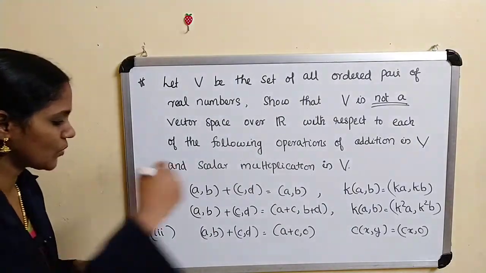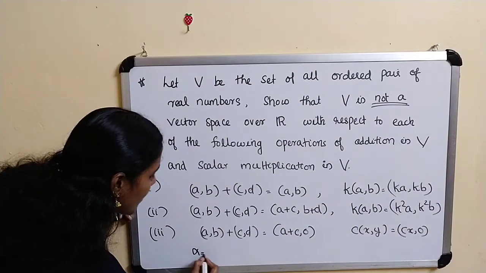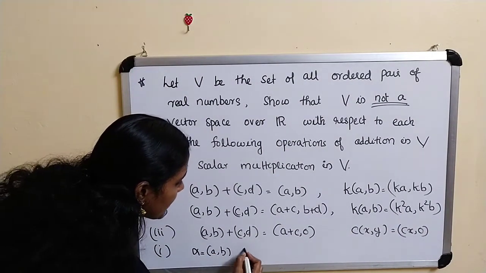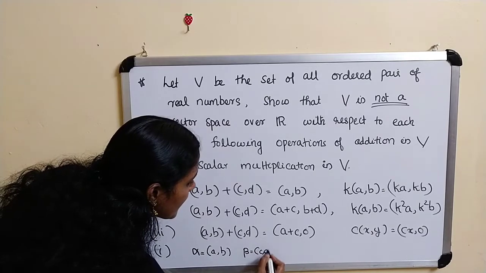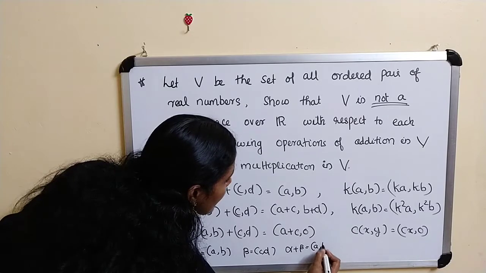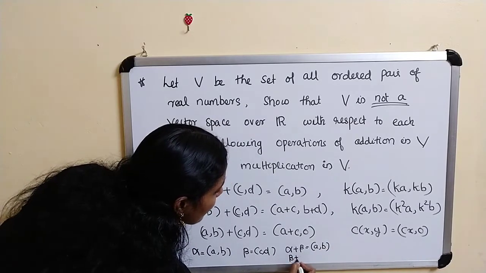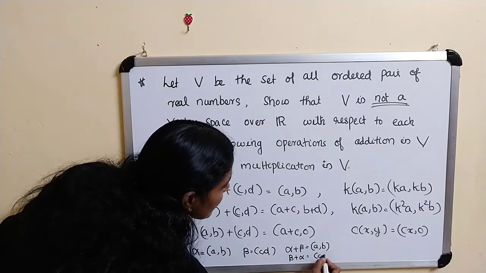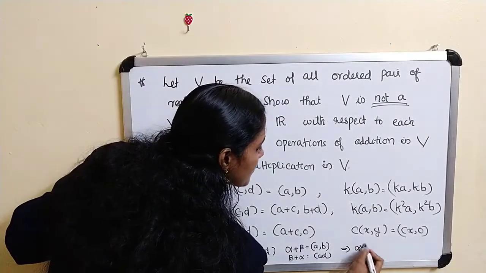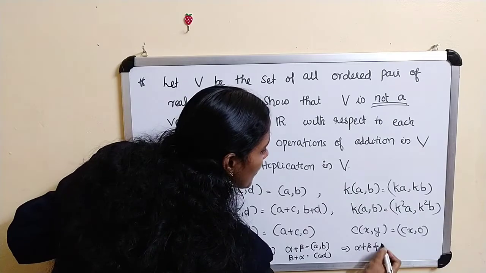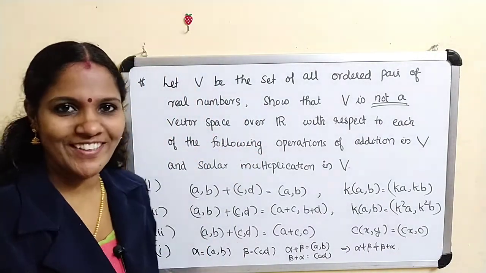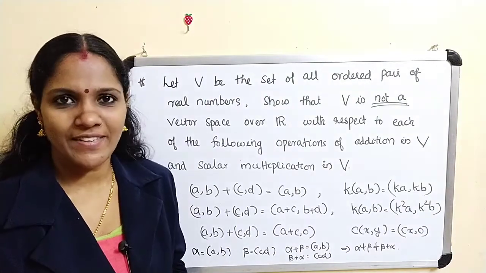So here, for the first problem, if you take alpha equal to (a,b) and beta equal to (c,d), then alpha plus beta equal to (a,b). What about beta plus alpha? That's equal to (c,d). This implies alpha plus beta is not equal to beta plus alpha. Therefore, commutativity is not holding. This implies V is not a vector space.